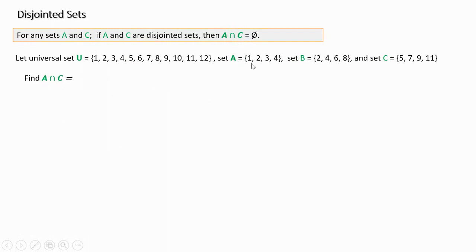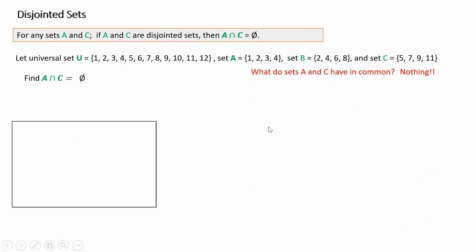So let's answer the following questions. Find A intersect C. What do A and C have in common? Nothing, right? We have the 1, 2, 3, 4, and they're not here, so that means it's going to be the empty set. That's your answer for that one. How do we represent that? These are called disjoint sets. That's the universal set, that's set A, and that's set C. They don't have anything in common.